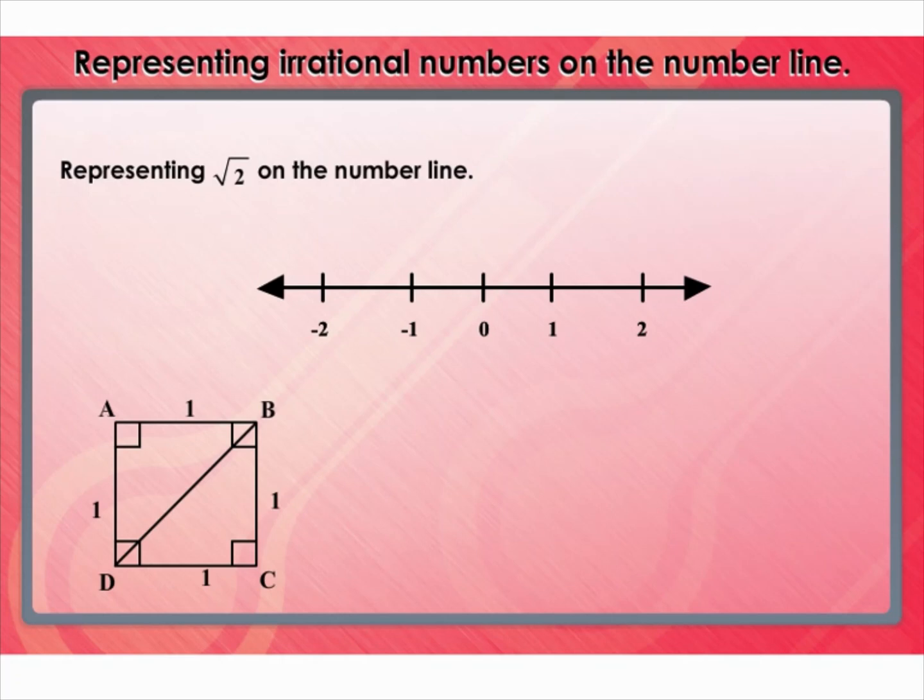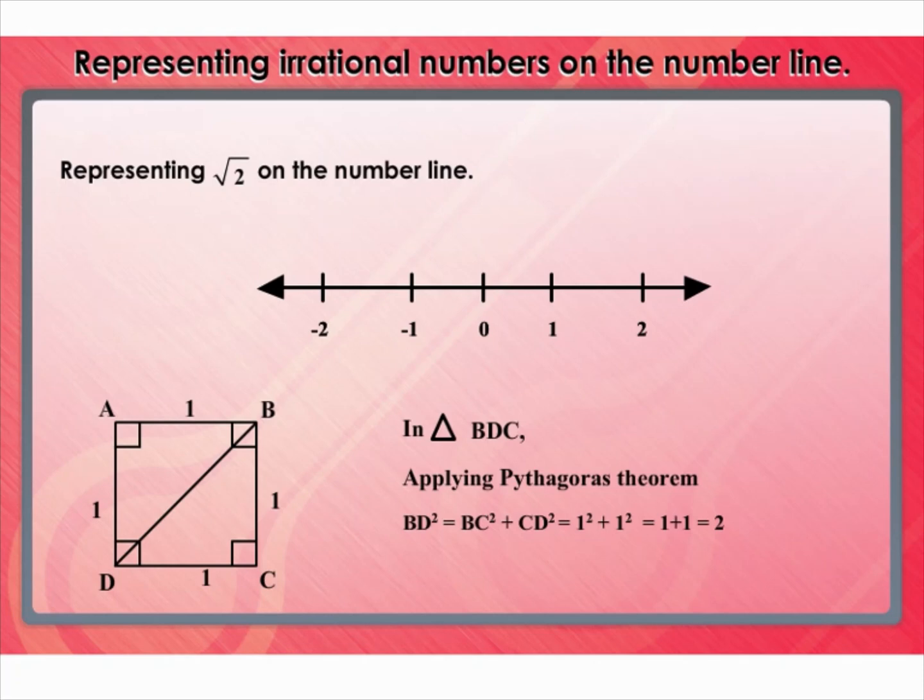Observe triangle BDC. It's right-angled. BD is the hypotenuse. It's the side opposite to the 90 degrees. Since it is a right-angled triangle, we apply Pythagoras Theorem here. We can write it as BD square is equal to BC square plus CD square. We know BC is 1, so we write it as 1 square, plus CD is also 1, so we write 1 square. It becomes 1 plus 1, which is equal to 2. So here BD square is equal to 2. Therefore, we write BD is equal to square root 2. This length, that is the length of DB, is equal to square root 2.